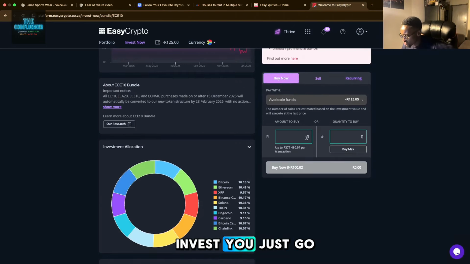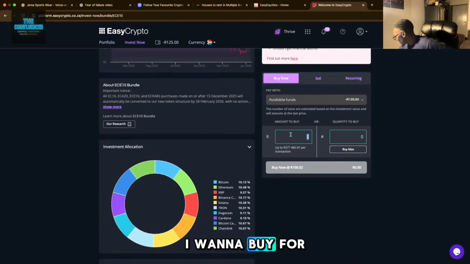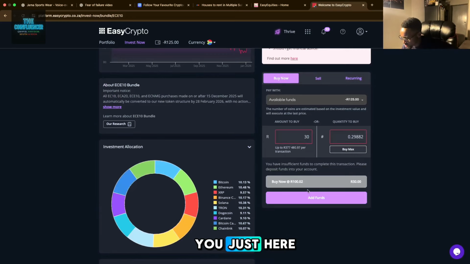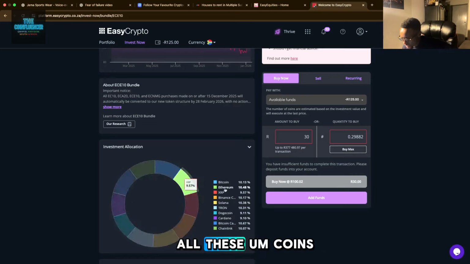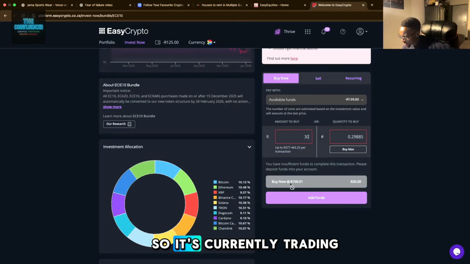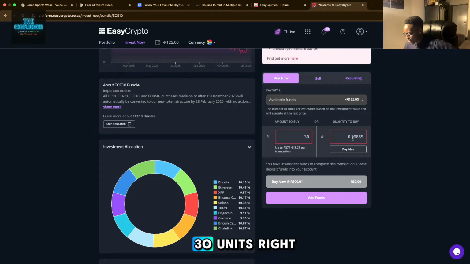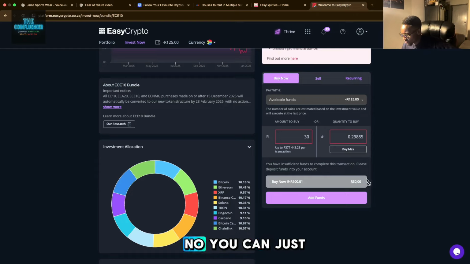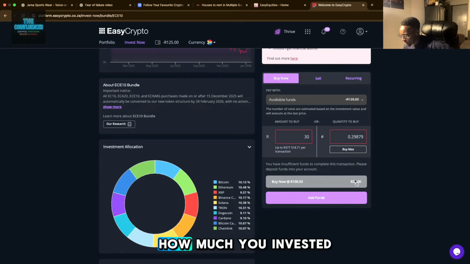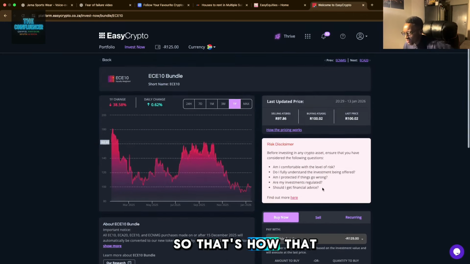Again, if you want to invest, you just go here. You say I want to buy for 30 rands, and then you just click buy now. So it's currently at 100 rands. That's the average of all these coins. So it's currently trading at 100 rand. So you would buy for 30 rand, so you get 0.30 units, right? So you can invest for however much money you have. It doesn't mean just because it's trading at 100 rands you need 100 rands to buy it. No, you can just put whatever amount you have, and then you'll get a fraction that is proportionate to how much you invested. Okay, so that's how that works.